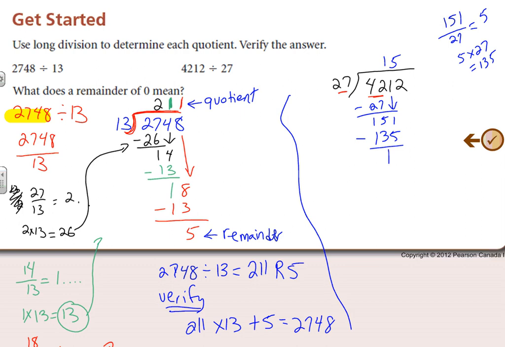And in that subtracting, we get 16. Bring down the 2. How many times does 27 go into 162? Oh, that goes in 6 times. 6 times 27 is 162. That gives us a remainder of 0.